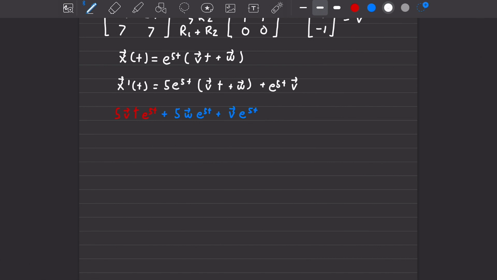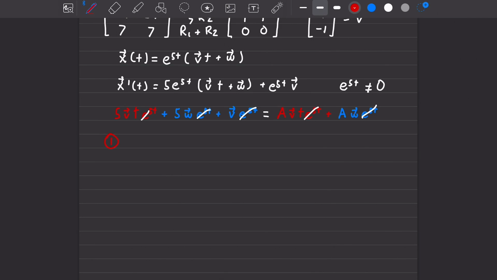That's equal to, first, all these x terms are going to be multiplied by A. So we have A v t e^(5t) plus A w e^(5t). Since e^(5t) is never equal to 0, we can cancel that out from all the terms. That makes this a little bit easier to solve. And so we have our first equation, which is everything in the red.